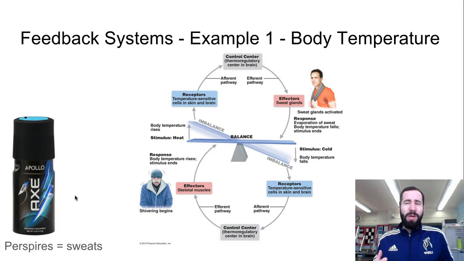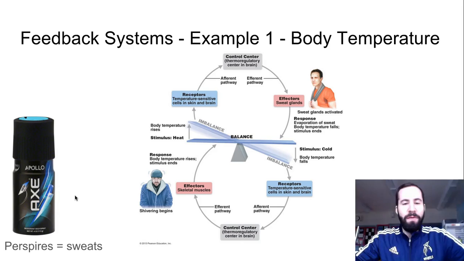And also, if you get really cold, you actually start to shiver. This is actually one way that your body helps to heat yourself up. By making your muscles shiver, it's actually creating some warmth inside your body. And that hopefully will bring your body back up into homeostatic balance. So that's the first example of a feedback system.